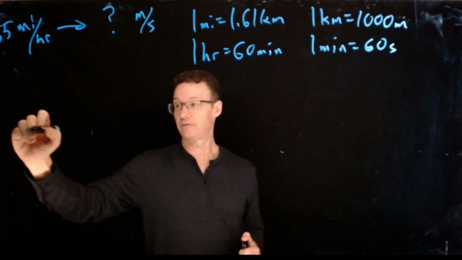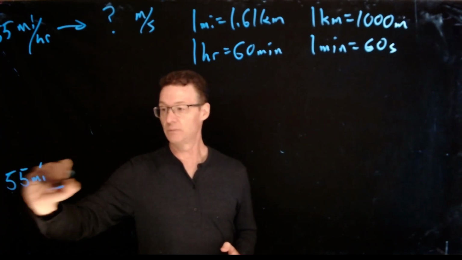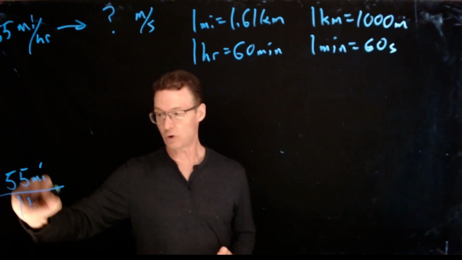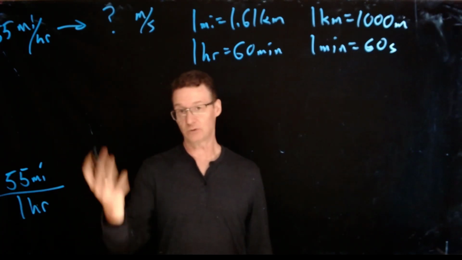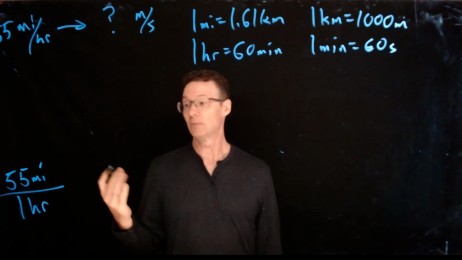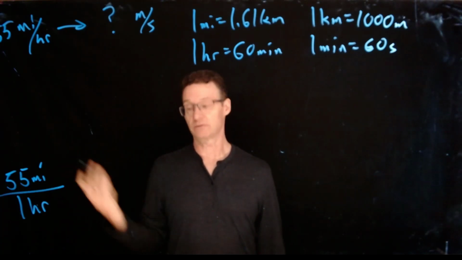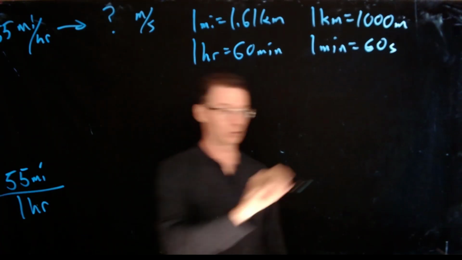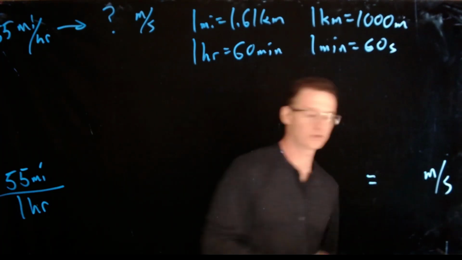And remember that 55 miles per hour could be rewritten as 55 miles per 1 hour. We did this before where we just put 1 in the denominator to keep track of our numerator and denominator, but now we actually have a unit there, so it's 55 miles for every 1 hour. That's what 55 miles per hour means. And we're going to have an end result over here in meters per second.